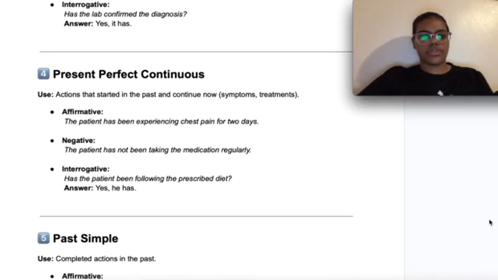Number 4, present perfect continuous. Use: actions that started in the past and continue now, symptoms, treatments. Affirmative: The patient has been experiencing chest pain for 2 days. Negative: The patient has not been taking the medication regularly. Interrogative: Has the patient been following the prescribed diet? Answer: yes, he has.